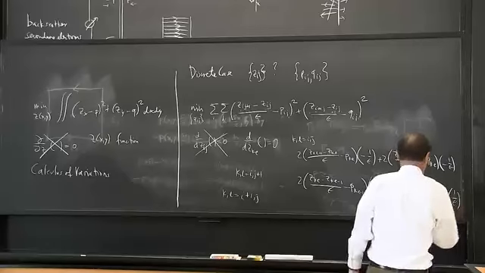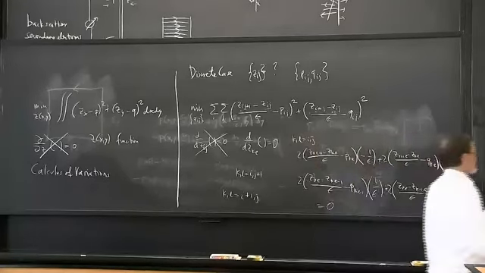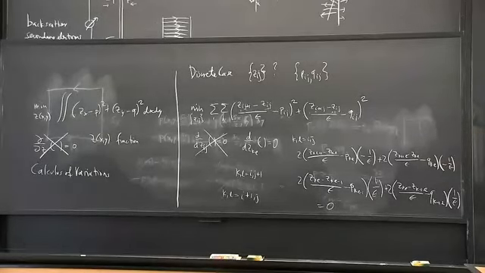And plus 1 over epsilon. So, and all of that's supposed to be 0, right? That's the least squares method. And this is going to be true for all points in the image.